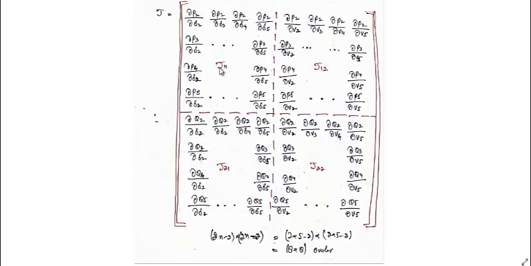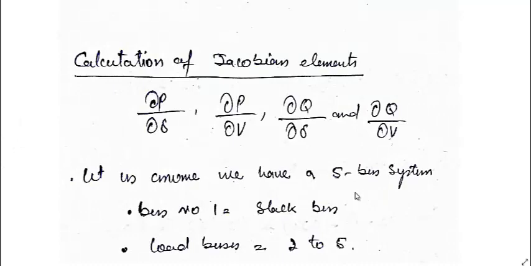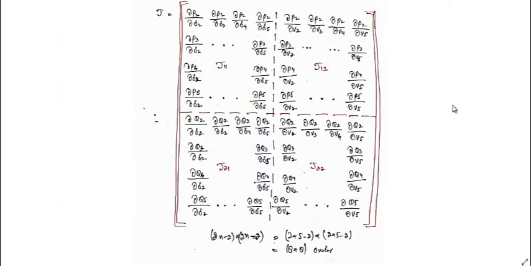And here, delta P by delta delta will be J11, delta P by delta V will be J12, delta Q by delta delta will be J21, and delta Q by delta V will be J22. This is the Jacobian matrix that we have to calculate for a 5-bus system having bus number 1 as the slack bus and all other buses are the load buses.